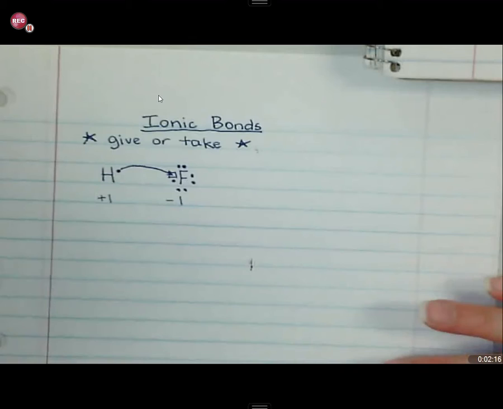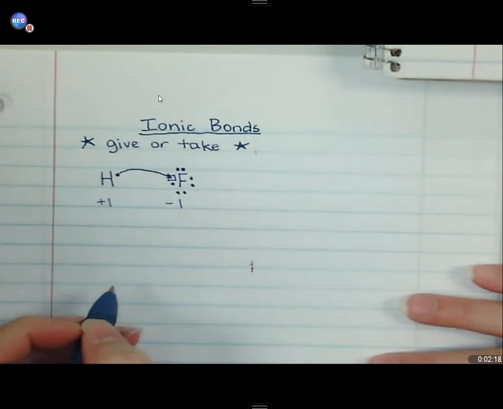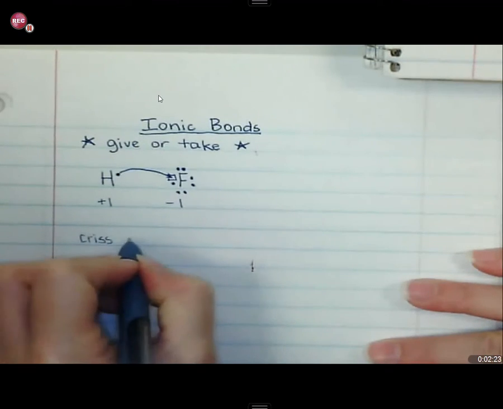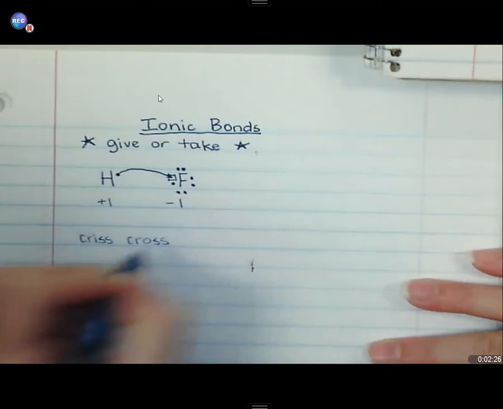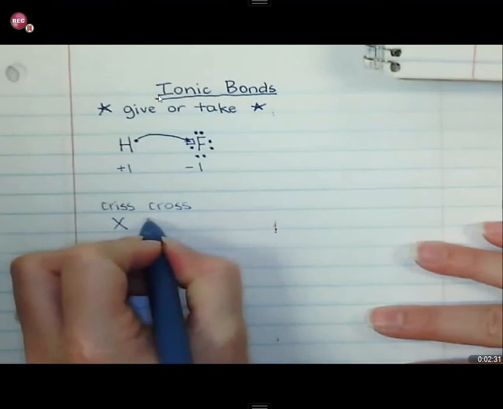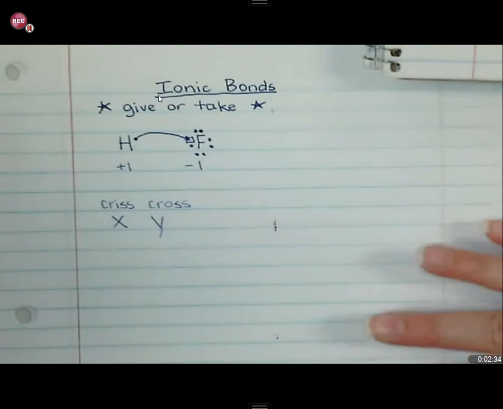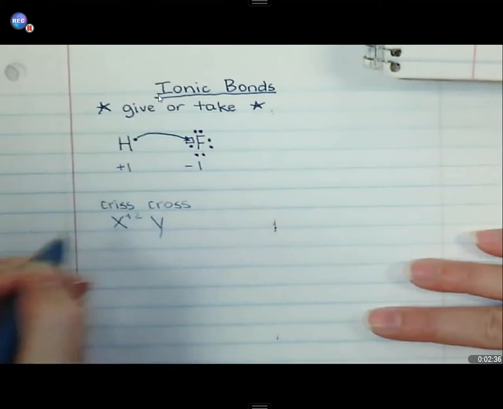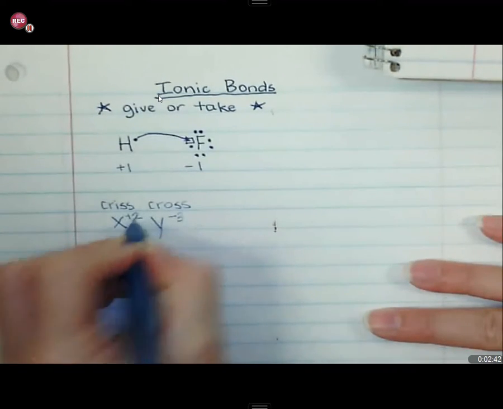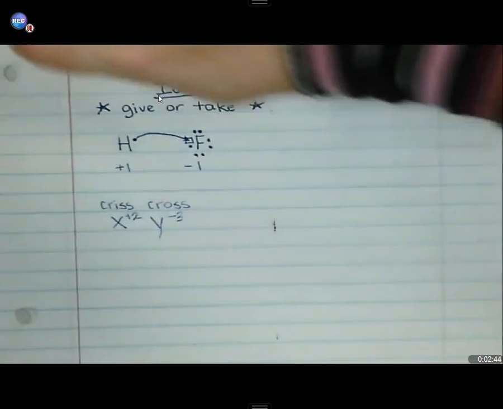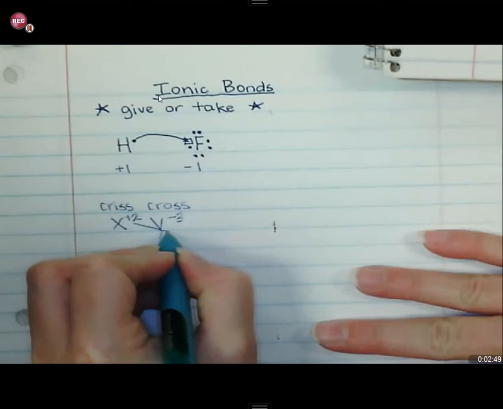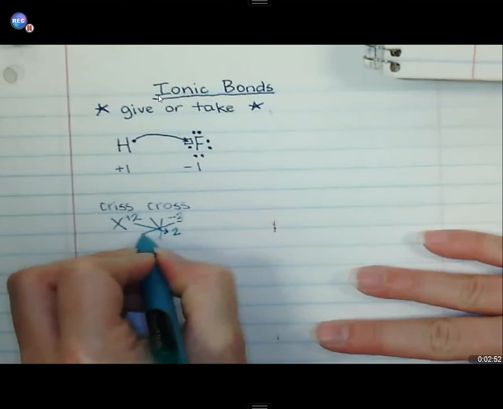Now when it comes to ionic bonds, we have what we call the crisscross method. And in the crisscross method, what happens is you have element X and element Y. Element X is going to have a +2 charge, and element Y is going to have a -3 charge. Okay, these are made up. These are not real. I just want y'all to understand what the crisscross method is. Sorry, my pen's running out of ink. So what's going to happen is they're going to crisscross. The 2 is going to come down here, and the 3 is going to come over here.